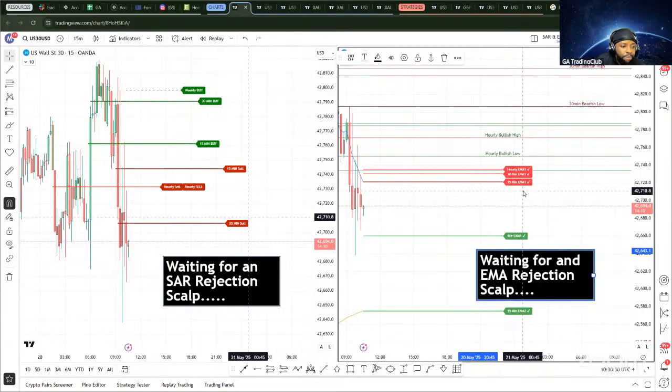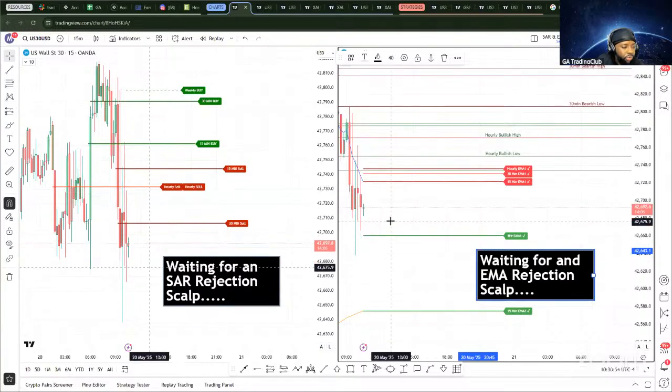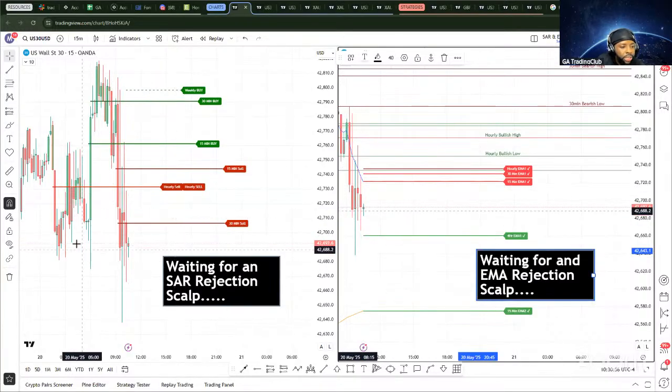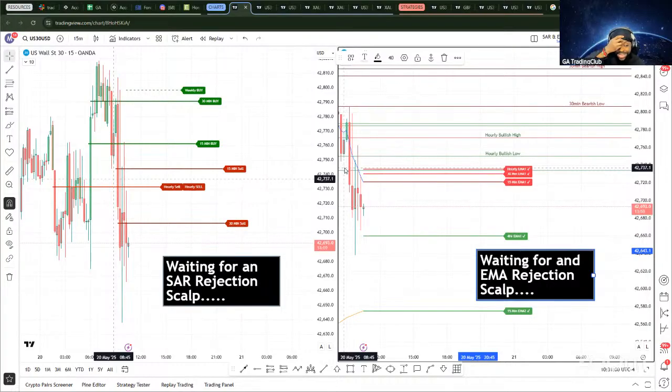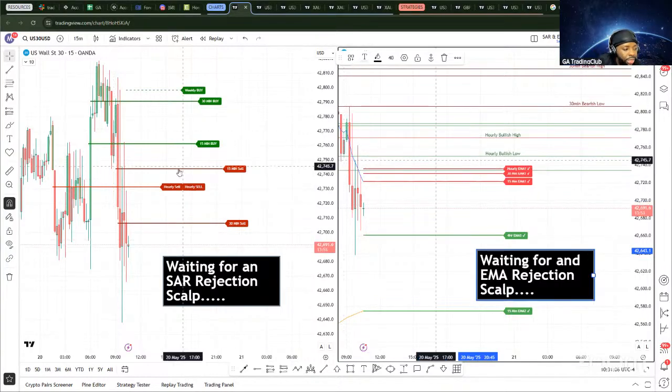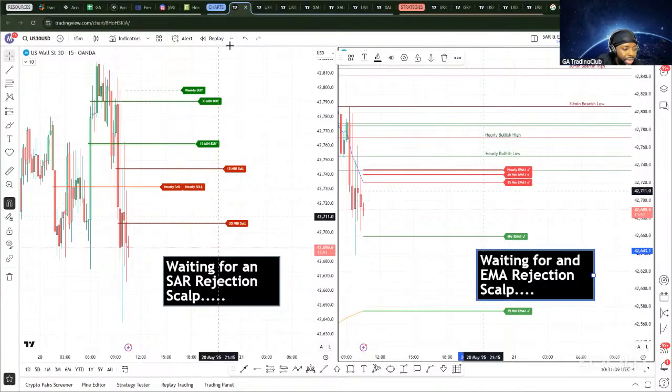But for right now, what time is it? It's 10:30. I have to drop off in maybe about 15 minutes. We have low liquidity in the market, and technically at 11 a.m. is when I stop trading the morning session. So we have low liquidity in the market. I literally don't see anything here to trade.